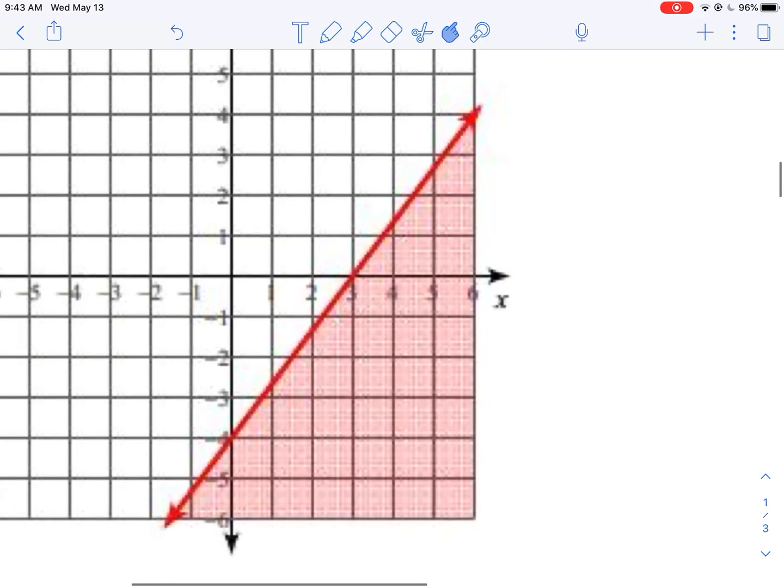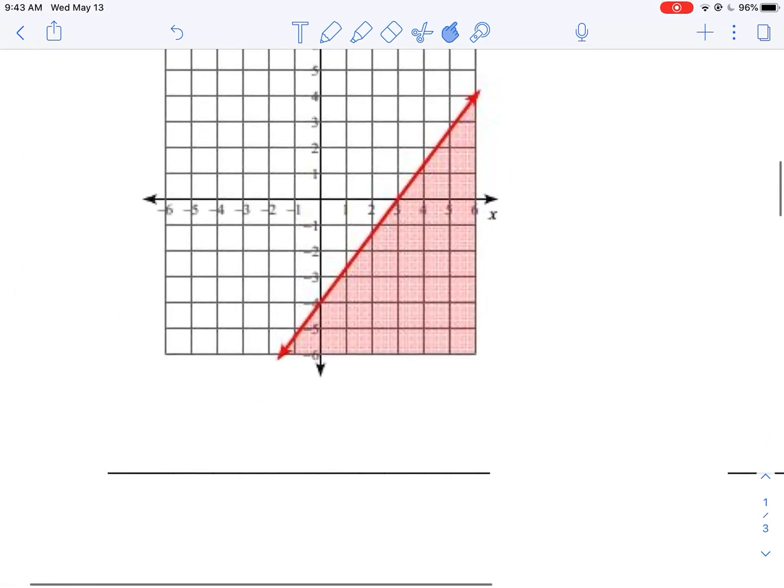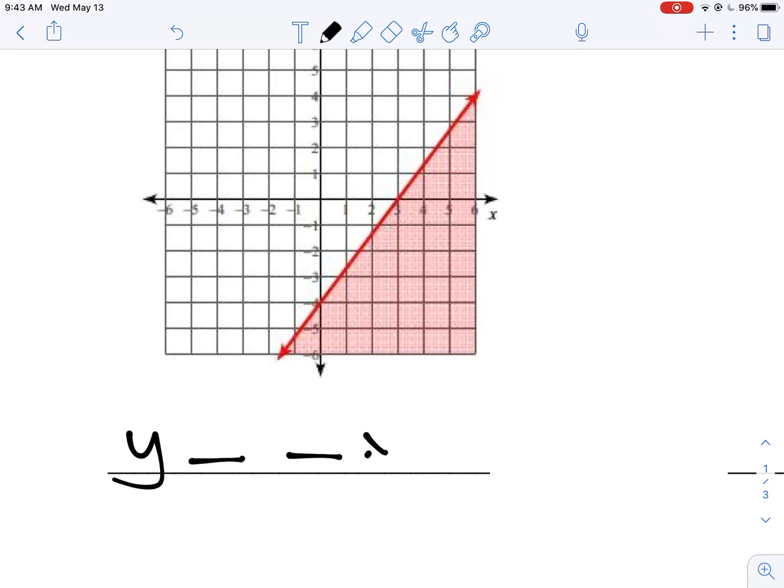Let's try our next one. All right, so again, I'm going to start with just my line. I know it's going to look like something like this. Y blank, don't know the slope, x plus or minus whatever my y-intercept is. In this case, my y-intercept is -4, so I can fill in -4 right here. Now I need my slope.